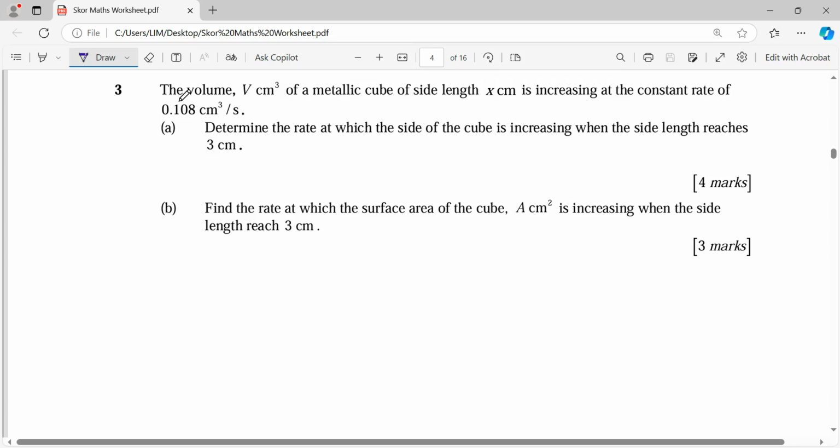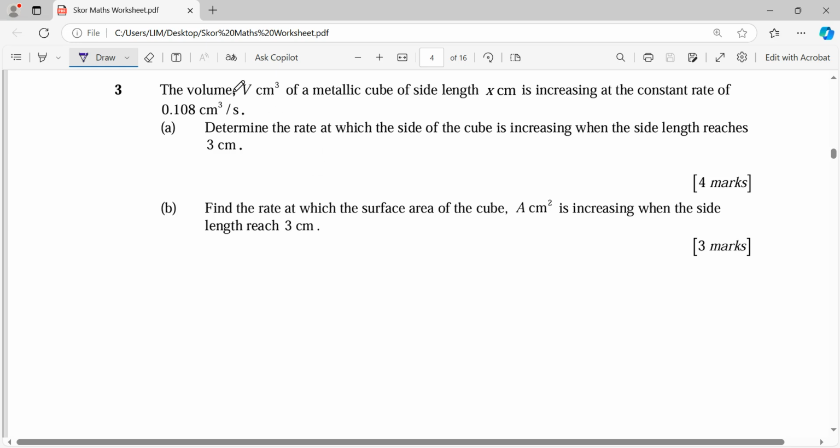For question 3, the volume of a metallic cube of side length x cm is increasing at the constant rate of 0.108. Determine the rate at which the side of the cube is increasing when the side length reaches 3 cm. And then find the rate at which the surface area of the cube A is increasing when the side length reaches 3 cm.